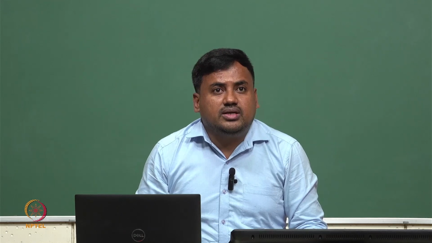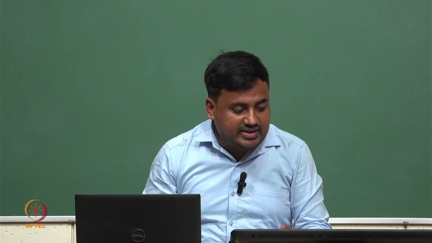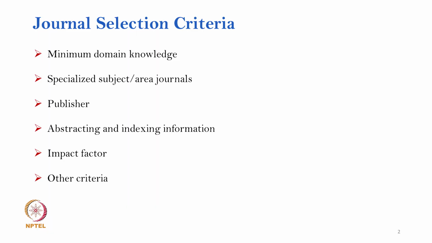As a researcher you should have some domain knowledge, and the journals you select for analyzing the research should be specialized in the subject area. We should also know who the publishers are, whether they are well known, what their reputation is, and where the journal is abstracted and indexed, whether it is indexed in Scopus and Web of Science. Those are criteria we have to look at.